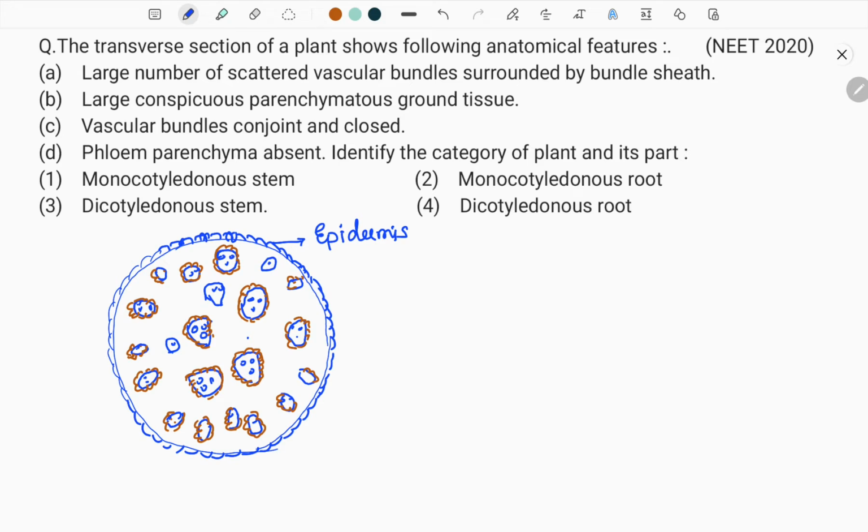Then below this epidermis, we find the sclerenchymatous hypodermis. This sclerenchymatous hypodermis is present beneath the epidermis. It provides hardness, rigidity, and mechanical support to the stem. As monocots do not have secondary growth, the sclerenchymatous hypodermis takes care of its mechanical support, hardness and rigidity. So this is called the sclerenchymatous hypodermis.